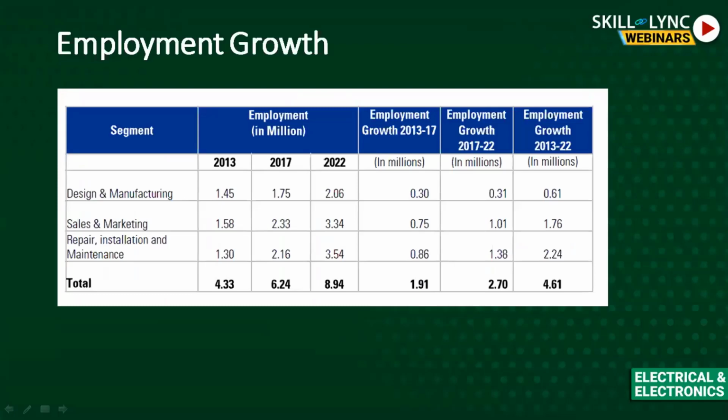Then here you see the employment growth, how much employment this industry is able to provide over a year. You can see in 2013 in different areas there was an employment generation of 4.33 million. 1 million stands for 10 lakh. In 2017 we had 6.24 million people getting added into the industry, and in 2022 we expect 9 million people getting added into the industry. And the employment growth which is expected from 2013 to 22 is 4.61 million.